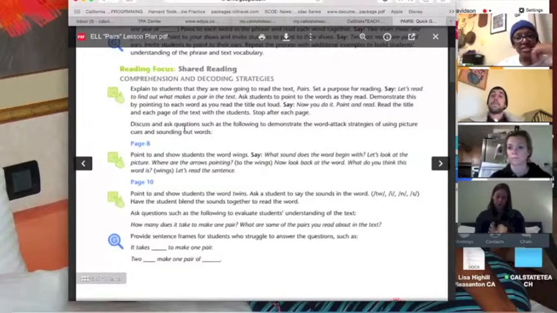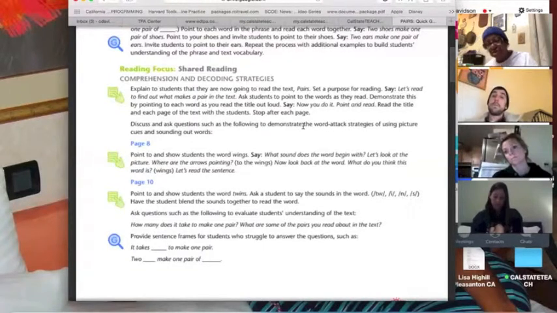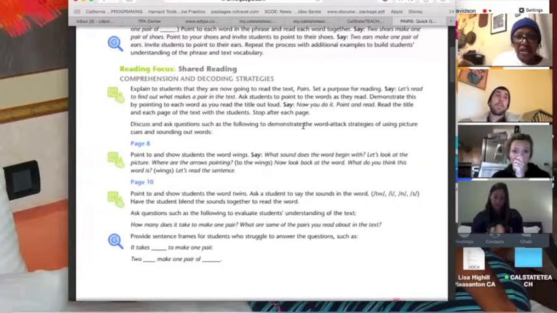And then it says, discuss and ask questions such as the following to demonstrate word attack strategies. So when you say, I'm going to ask the kids these questions, which is the strategy, you're going to say the rationale. This is so that I can hear their word attack, and this is a strategy that will help them improve their pronunciation. The activity is the students will say these words on cue. There you go. Strategy, rationale, activity.